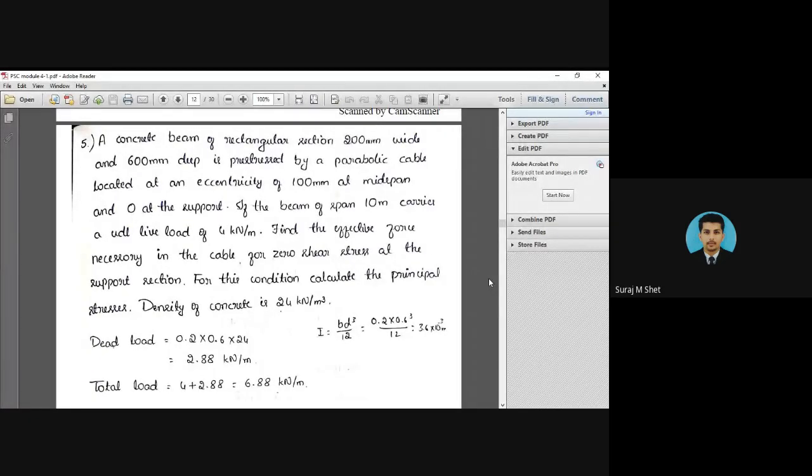Okay, for the continuation of module 4, I'll solve the fifth problem. First, I'll read the problem.